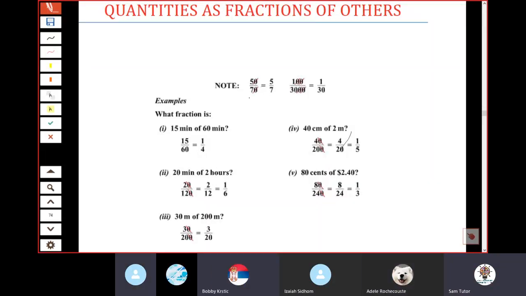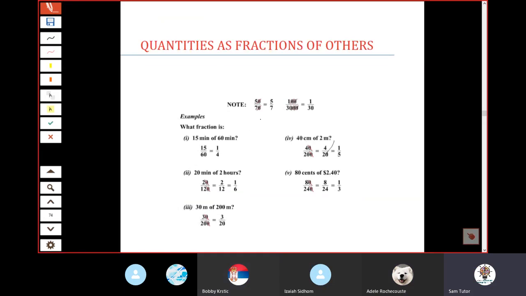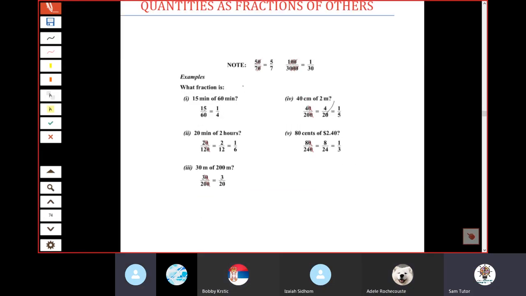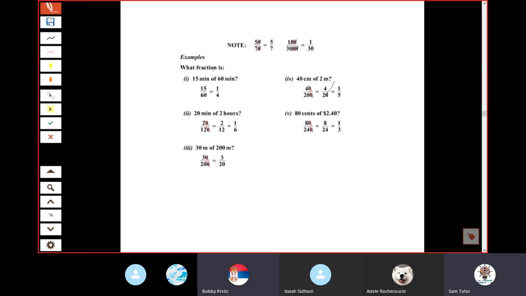So, quantities as fractions of others. For example, you're going to get questions that say something like this: what fraction is 15 minutes of 60 minutes? Well, the way this works is they must be in the same units. And if it's saying it's a fraction, the very first number will be in the numerator and the second number will be in the denominator. And then you're just going to simplify.